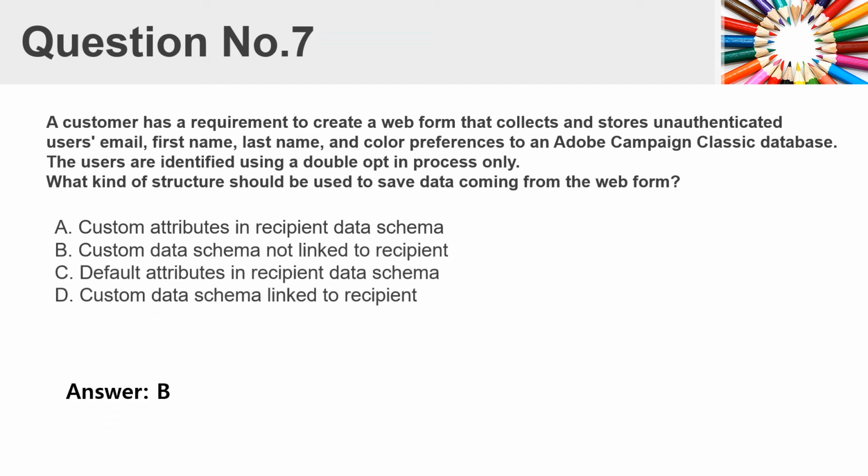Question number 7. A customer has a requirement to create a web form that collects and stores unauthenticated users' email, first name, last name, and color preferences to an Adobe Campaign Classic database. The users are identified using a double opt-in process only. What kind of structure should be used to save data coming from the web form?